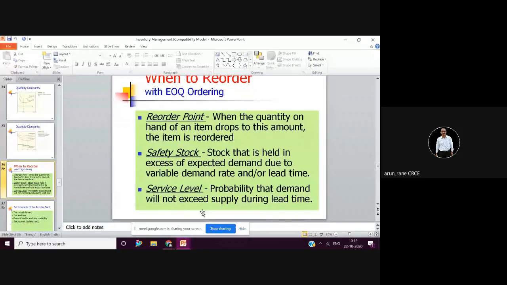Then service level, these are the terms you should know in inventory. Service level is the probability that the demand will not exceed supply during the lead time. Lead time is the time from when you have placed the order till you receive it. So in that period, service level is defined as the probability that demand will not exceed supply.